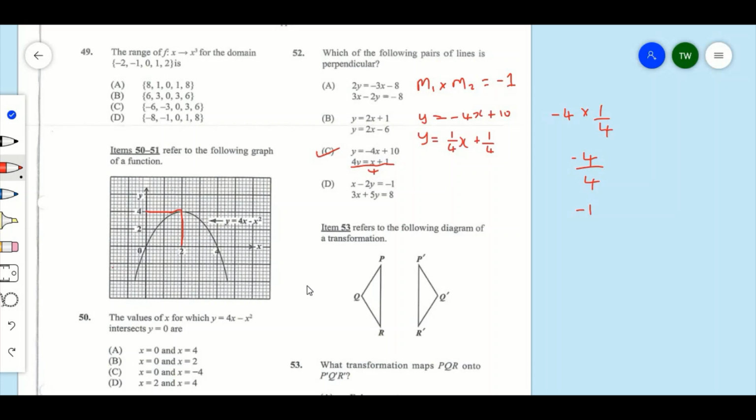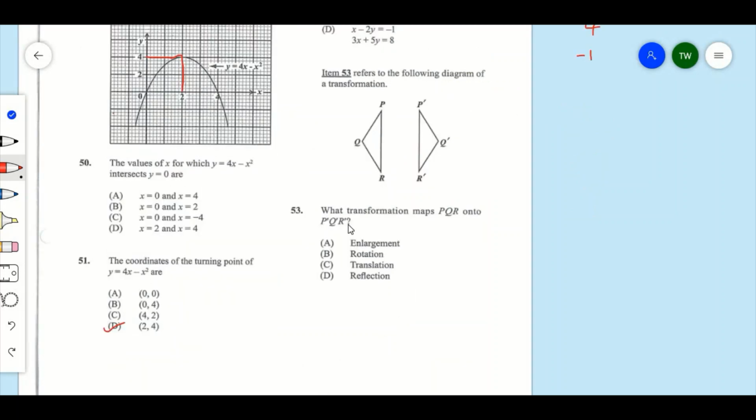Item 53 refers to the following diagram of a transformation, and here is the transformation. 53. What transformation maps PQR onto P prime Q prime R prime? Is it an enlargement? No, so A is not the answer. Is it a rotation? No, so B is not the answer. Is it a translation? No, so C is not the answer. Is it a reflection? Absolutely yes. So D is the answer.